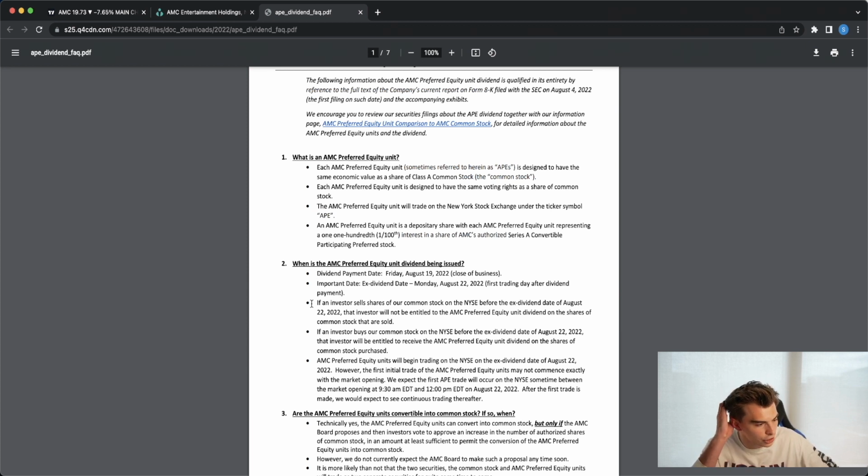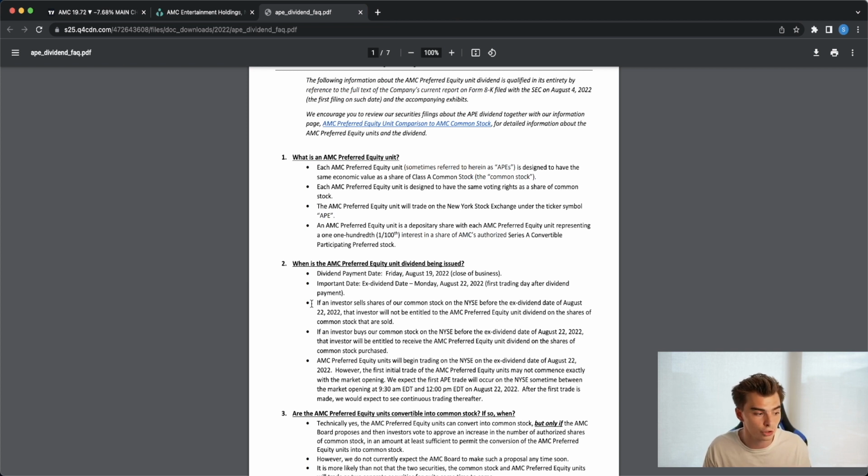Now here we go. If an investor sells shares of our common stock on the New York Stock Exchange before the ex-dividend date of August 22nd, that investor will not be entitled to the AMC preferred equity unit dividend on the shares of common stock that are sold. If an investor buys our common stock on the New York Stock Exchange before the ex-dividend date of August 22nd, 2022, that investor will be entitled to receive the AMC preferred equity unit dividend on the shares of common stock purchased. They will begin trading on the New York Stock Exchange on the ex-dividend date of August 22nd.